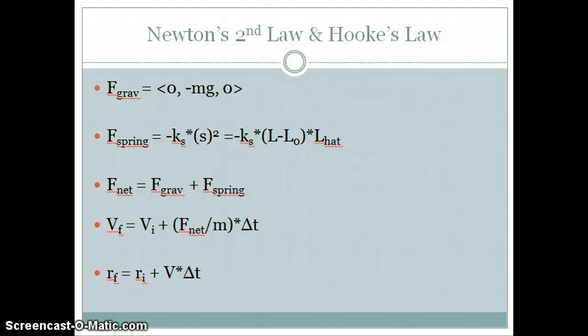As you can see, the gravitational force is equal to mass times gravity, whereas the spring force is equivalent to the negative spring constant, k, times s, where s is the magnitude of L minus L initial, times L hat. The net overall force is the combination of these two. And finally, velocity equals the initial velocity plus this net force over the mass times the change in time, and the final position is r initial plus v delta t.